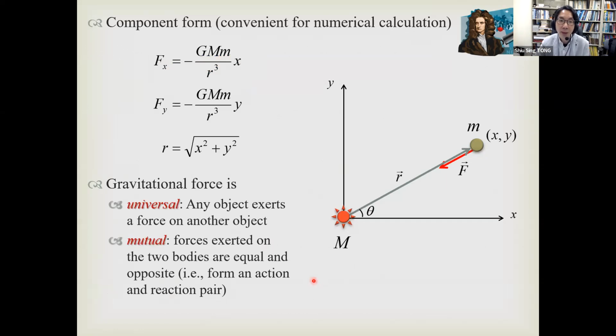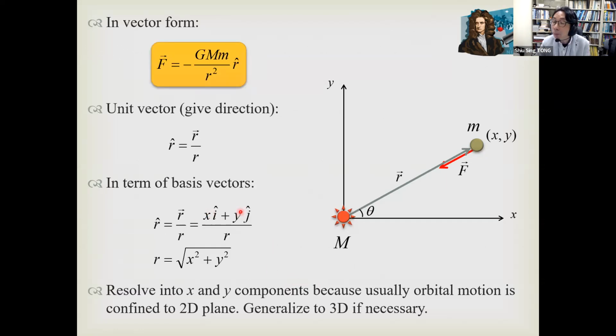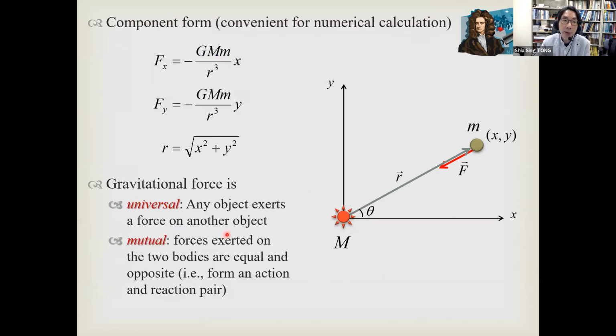Now we take the x component and the y component of this equation. The x component is given by minus GMm over R cubed multiplied by x, and the y component is given by minus GMm over R cubed multiplied by y. The x over R and the y over R here come from the resolution of components. In fact, x over R is cosine theta and y over R is sine theta, so to speak, if you express everything in terms of this angle. And R is the square root of x squared plus y squared.